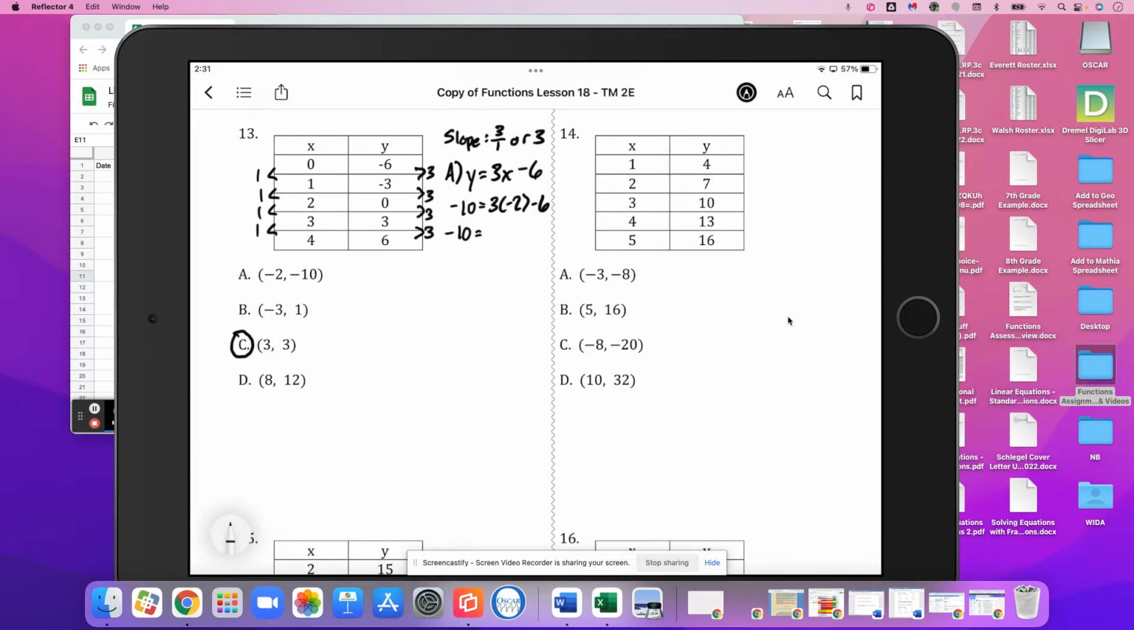So -10 is equal to -6 minus 6. That's not going to work. -10 is not equal to -12. So A is not something that satisfies the function. B, y equals 3x minus 6. We've got 1 is equal to 3 times -3 minus 6. This one's not going to work either because -9 minus 6 is -15, and 1 is not equal to -15.